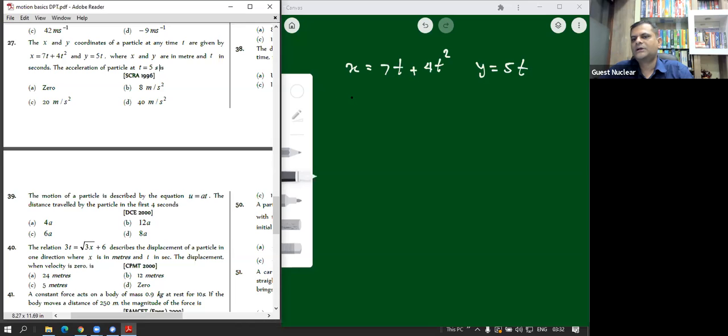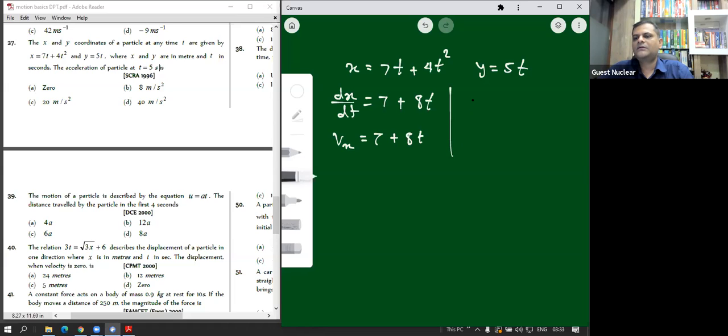See here, so first of all we have to differentiate this, dx by dt निकालना है हमको, जिससे हमको क्या मिलेगा 7 plus 8t, which you can call as vx, okay, velocity का horizontal component और x component उसको हम बोल सकते हैं. It is going to be 7 plus 8t, okay.